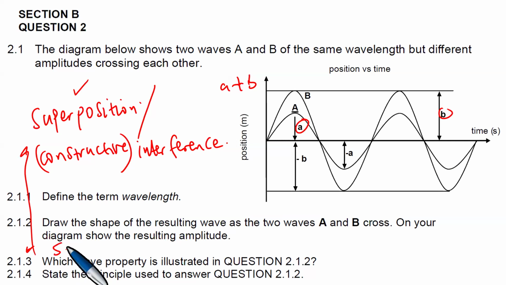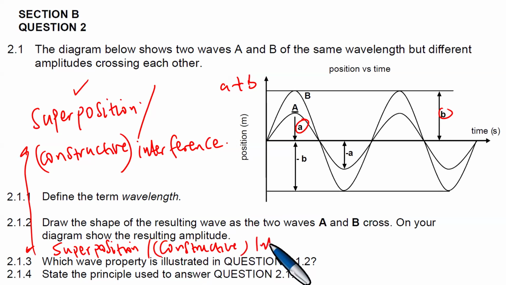So the wave property in 2.1.3 is the superposition, and superposition has to do with constructive interference. Why is it constructive interference? Because these two waves are in phase. How do we see that they're in phase? Because you have crest, crest, trough, trough, crest, crest, trough, trough.